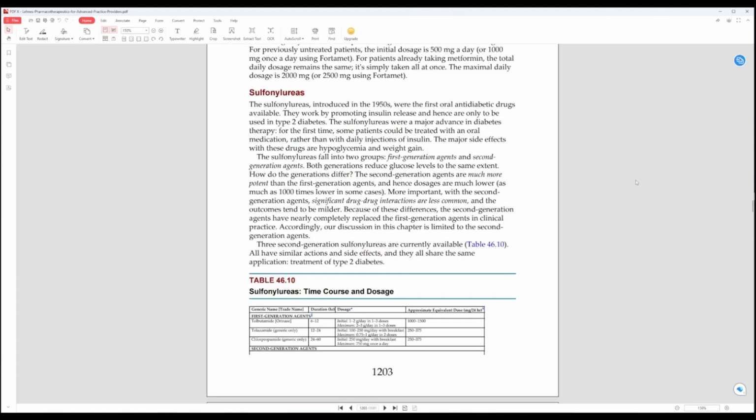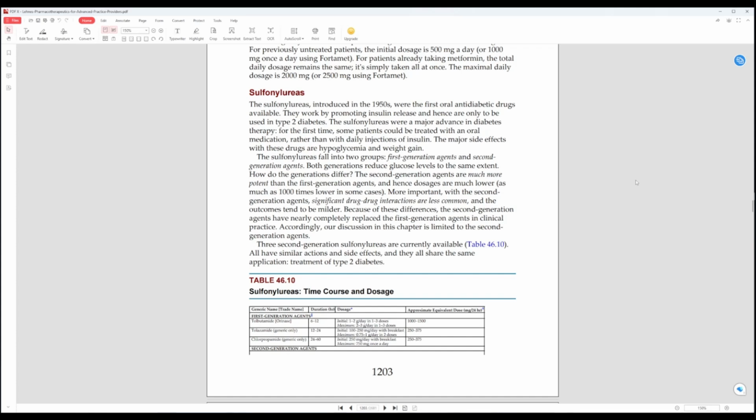Which brings us to sulfonylureas, which were introduced back in the 1950s. They were the first oral antidiabetic drugs available. They work by promoting insulin release, and hence they are only to be used in type 2 diabetics. These drugs were a major advance in diabetes therapy. For the first time, some patients could be treated with an oral medication rather than with daily injections of insulin.